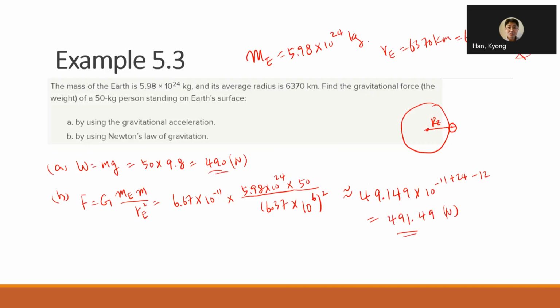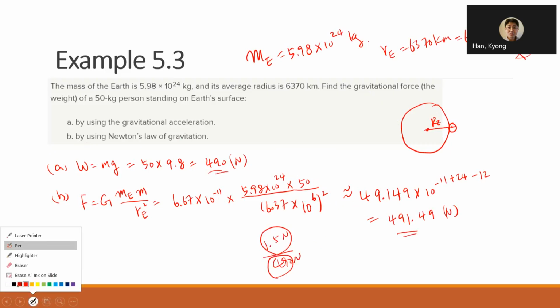Maybe how much difference? It's only 1.5 Newton difference, divided by 490, that is less than 1% error. It's really pretty close. You did the experiment. I think maybe later you can do the experiment.